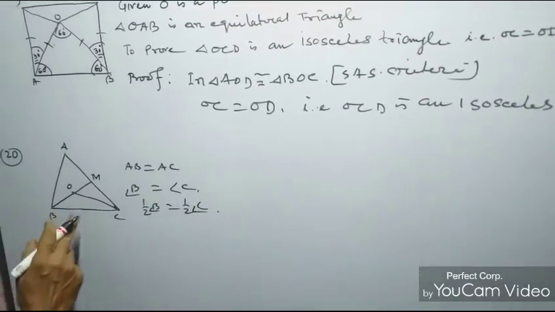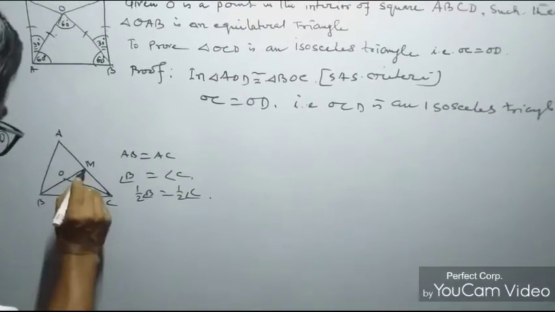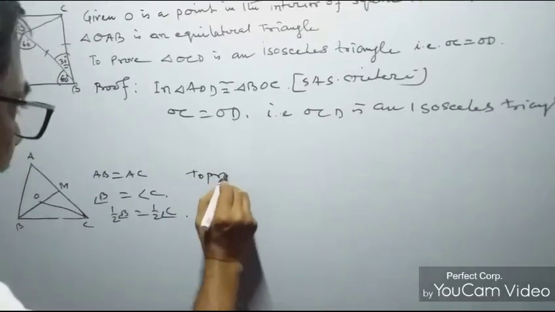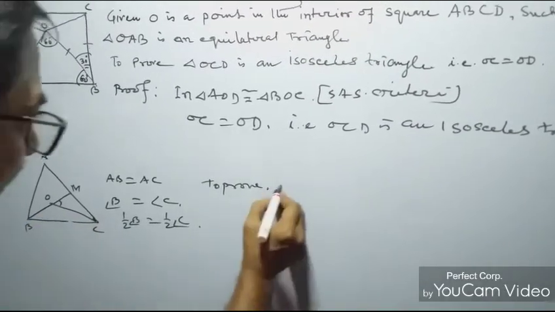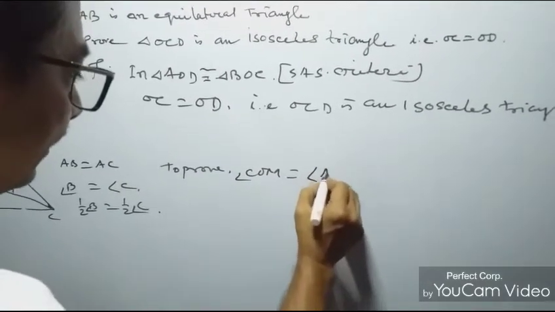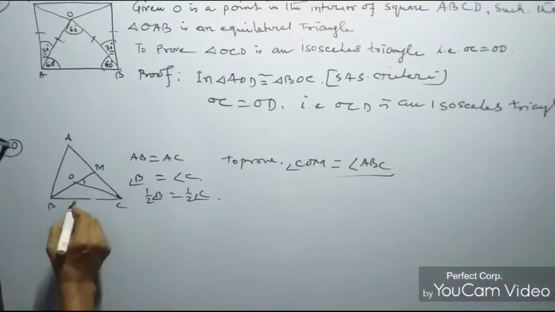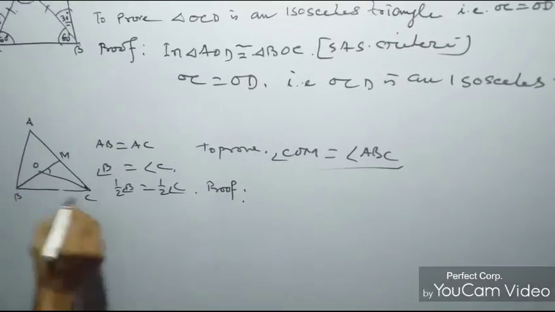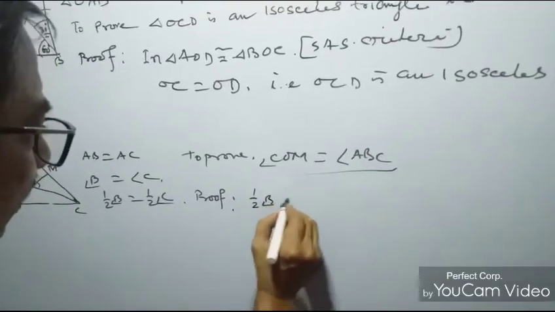We need to prove that BO is produced to meet AC at point M. We need to prove this angle, angle COM, equal to angle ABC. This we need to prove. See, because angle B equal to angle C, then half of angle B equal to half of angle C.